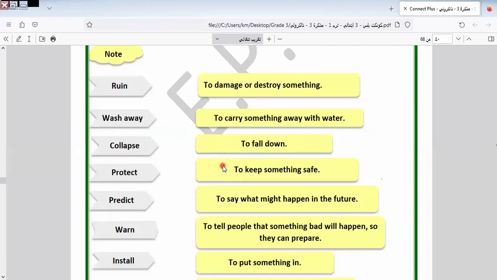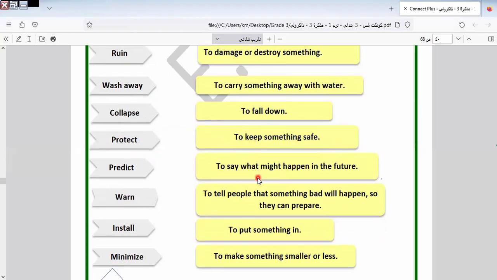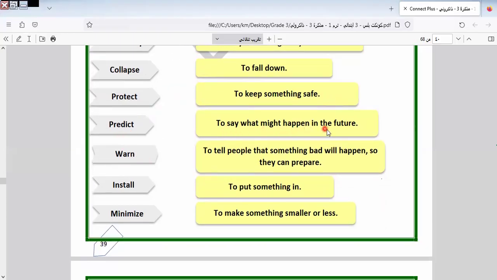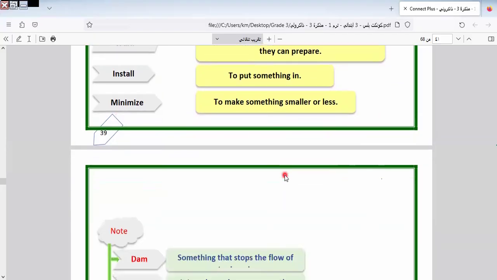Collapse, to fall down. Protect, to keep something safe. Predict, to say what might happen in the future. I would like to say predict is like the one who predicts everything that will happen. There is someone doing this, okay? I think all of us know it. Warn, to tell people that something bad will happen, so they can prepare. Install, to put something in. Minimize, to make something smaller or less.